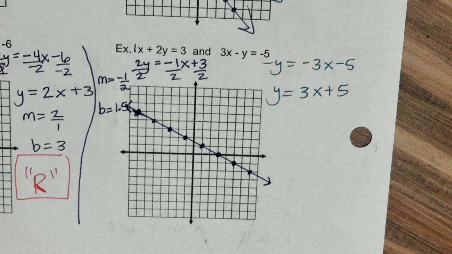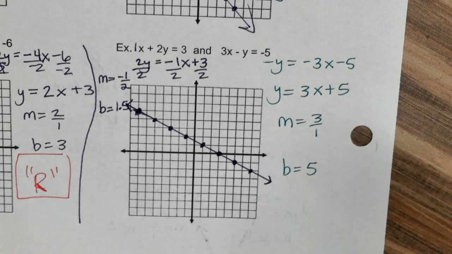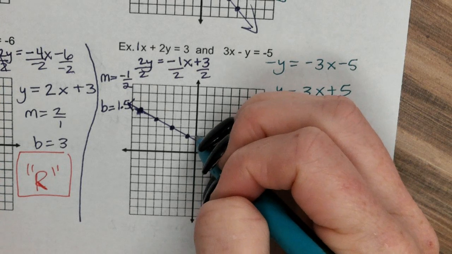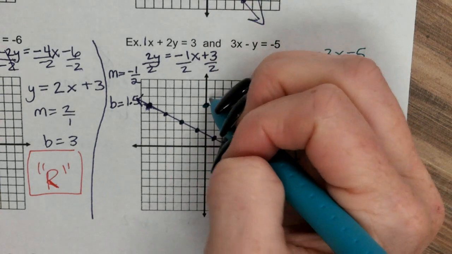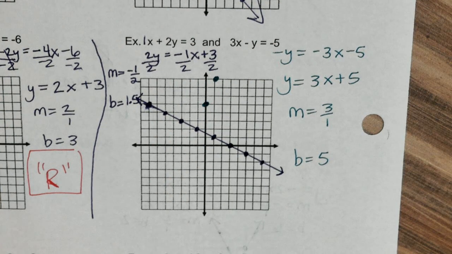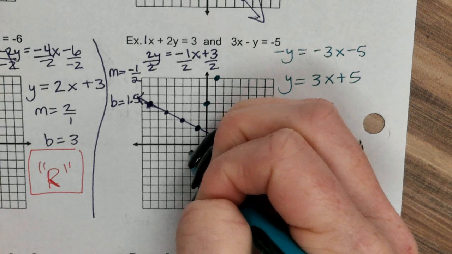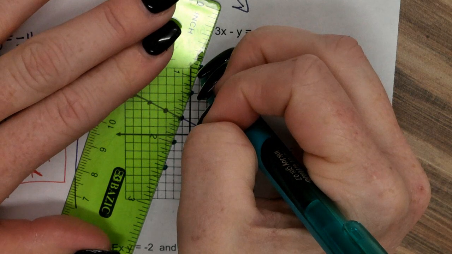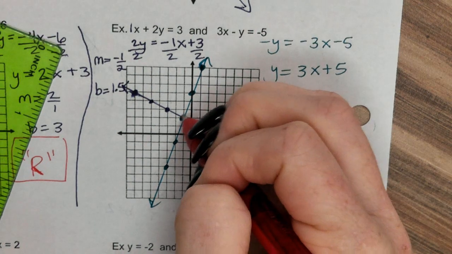Now this one's easy to graph without my calculator. So I have a slope of 3 over 1 and a y-intercept of 5. So I'm going to go to the 5 on the y-axis, and I'm going to go up 3, right 1. Where else can I go? Down 3, left 1. And there's the answer. So this is going to have one answer, one solution, because it only touches in one spot right here.